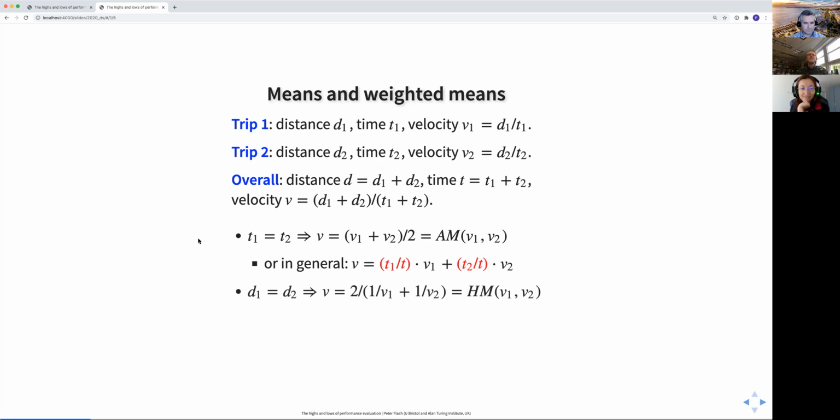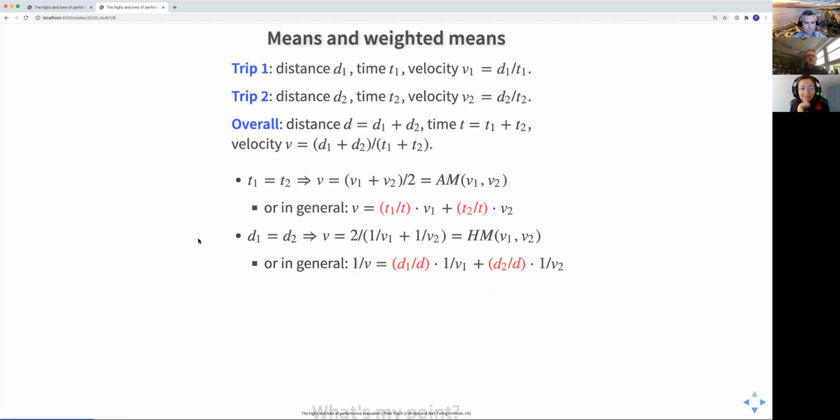On the other hand, if the distances are the same, then I can actually derive that V is the harmonic mean of V1 and V2, okay? But in general, I could also use a weighted harmonic mean. So the point I'm making here is that it's really about the unweighted means. If I allow myself to use weighted means, then I can use either the weighted arithmetic mean or the weighted harmonic mean. But if I use unweighted means, I'm making assumptions about either T1 equals T2 or D1 equals D2.